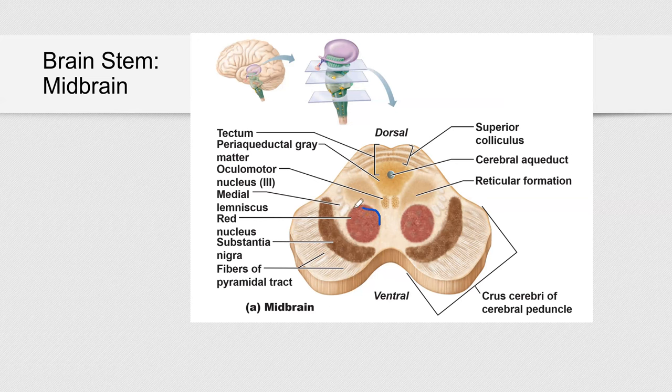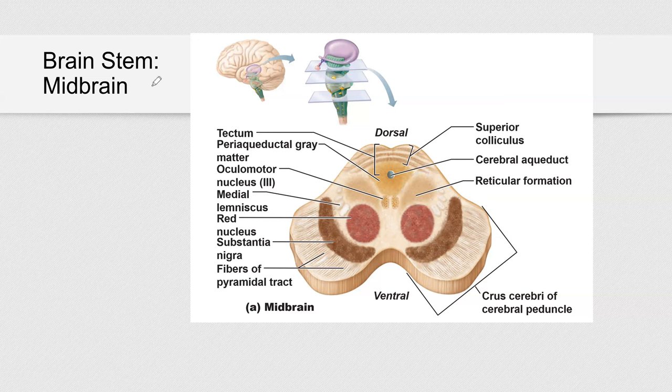You will have this very prominently seen nucleus called the red nucleus. This area over here is called substantia nigra. Substantia nigra secretes lots of dopamine, and those neurons are damaged in a patient who has Parkinson's disease. The red nucleus is also important in coordination of motor movement. You can see this anterior or ventral part is called the cerebral peduncles. All right, so what else do we need to cover over here? This is called reticular formation.